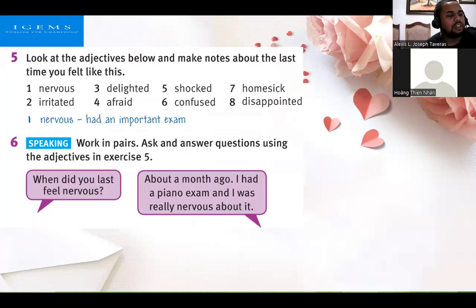Also, we practiced with this exercise, and I gave you that example: when did you last feel nervous? So there you can say, about a month ago, I had a piano exam. I was really nervous about it. We just use this example so that you can know how to do that. Okay.